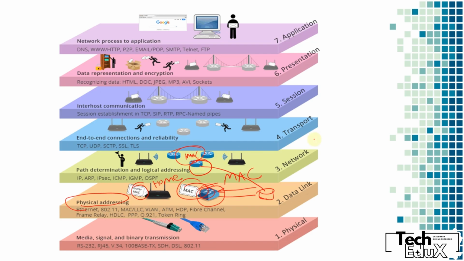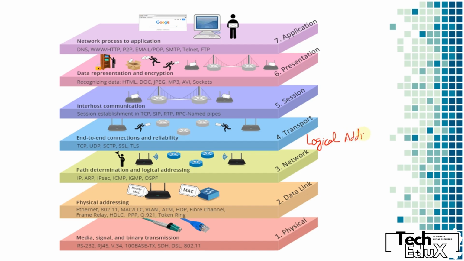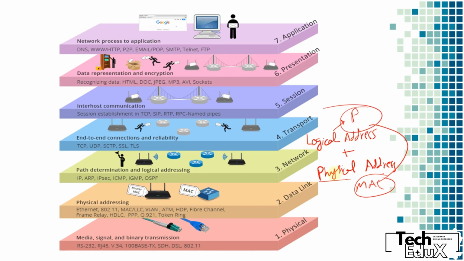In future videos, I will be talking about why we need logical addressing, why we are going to use logical address plus physical address together to make communication happen. Without physical address, logical address will not work, and without logical address, the physical address will not work. We know that logical address is IP and physical address is MAC. They both go hand in hand to communicate with any device on the network. And why, we will talk about later.